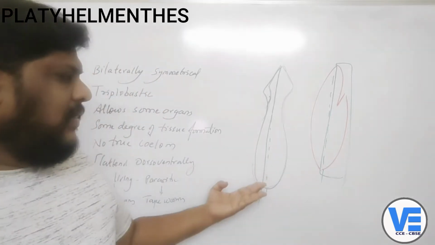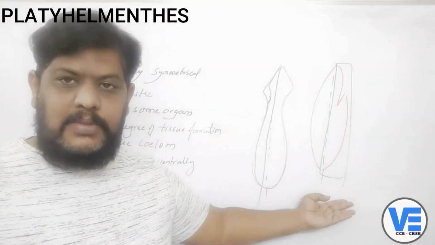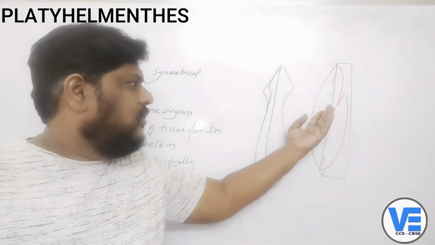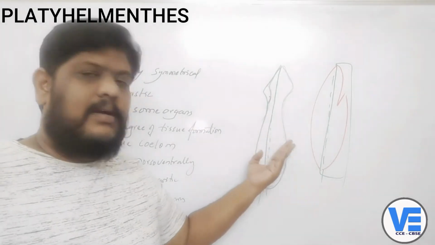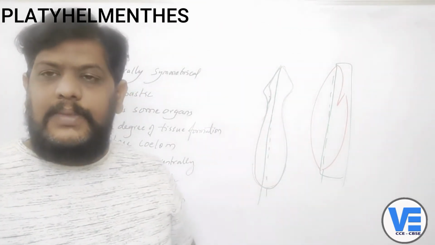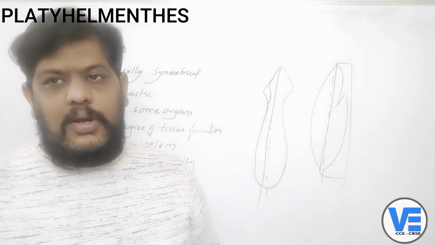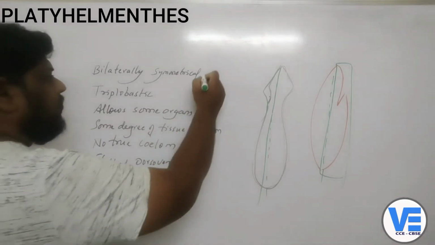Here we are taking the examples of the planaria and the paramecium, and we have tried to cut them into two equal halves. The paramecium is not exactly similar on both sides, whereas the planaria is exactly similar. So that's how they are bilaterally symmetrical organisms. That is the first point which we are studying.